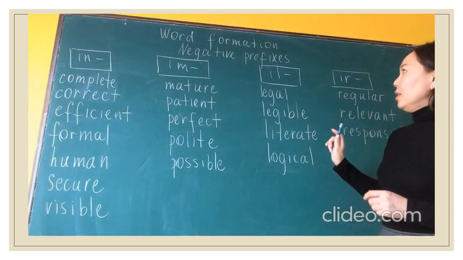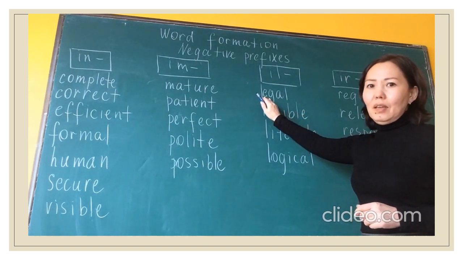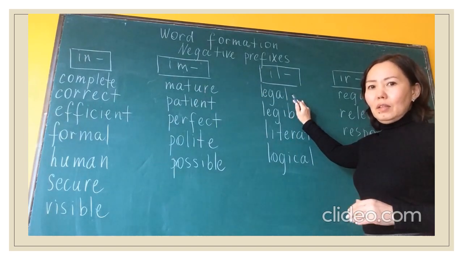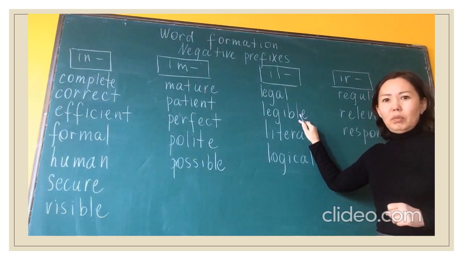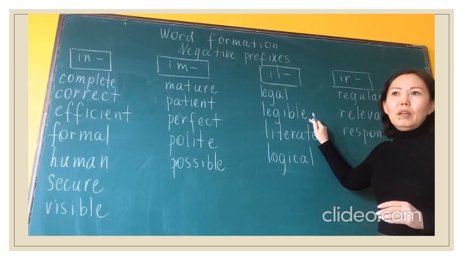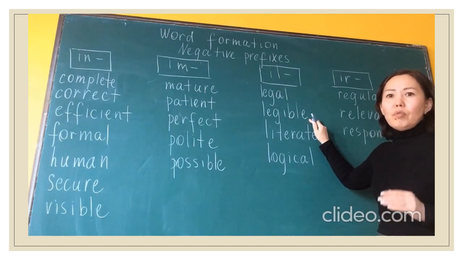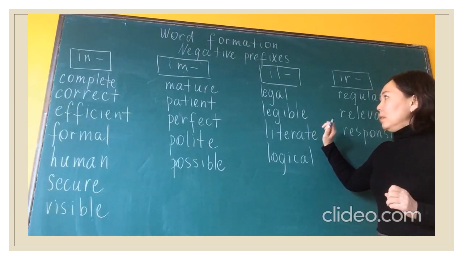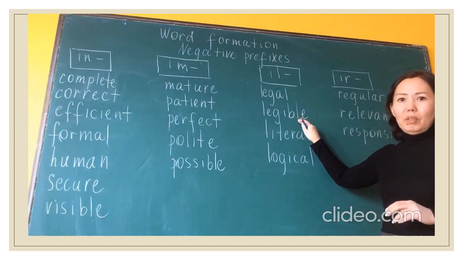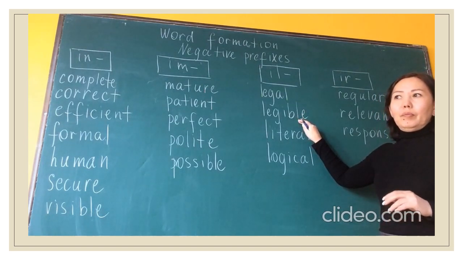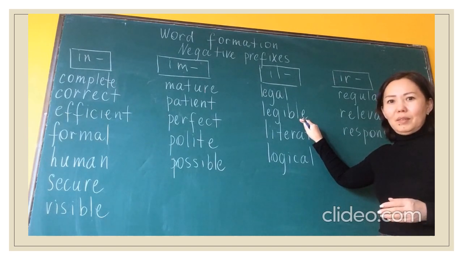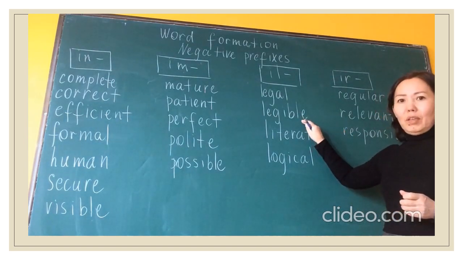Usually this prefix is added to the adjectives which begin with the letter L. For example, legal, illegal. Illegal is something that is against the law. Legible and illegible. Some people have legible handwriting. That means that all people can read what he or she writes. But many of those who have illegible handwriting, even the people themselves, they cannot read what they write. So that means illegible.